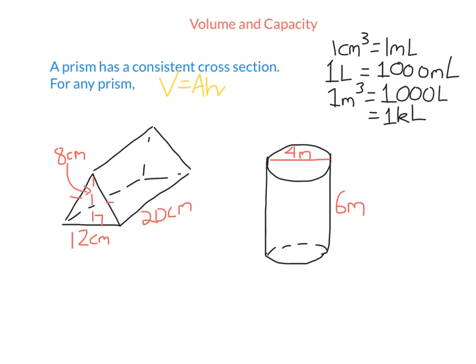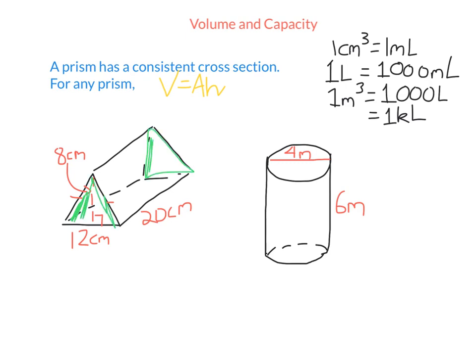So area is the amount of space that can fit inside a two-dimensional shape. Volume is the amount that can fit inside a three-dimensional shape. These two shapes here, a triangular prism and a cylinder, are three-dimensional. They have length, width, and height. They are the three dimensions. Both of these shapes turn out to be prisms. They have a consistent cross-section. So the cross-section is a shape that's repeated at the front and the back.